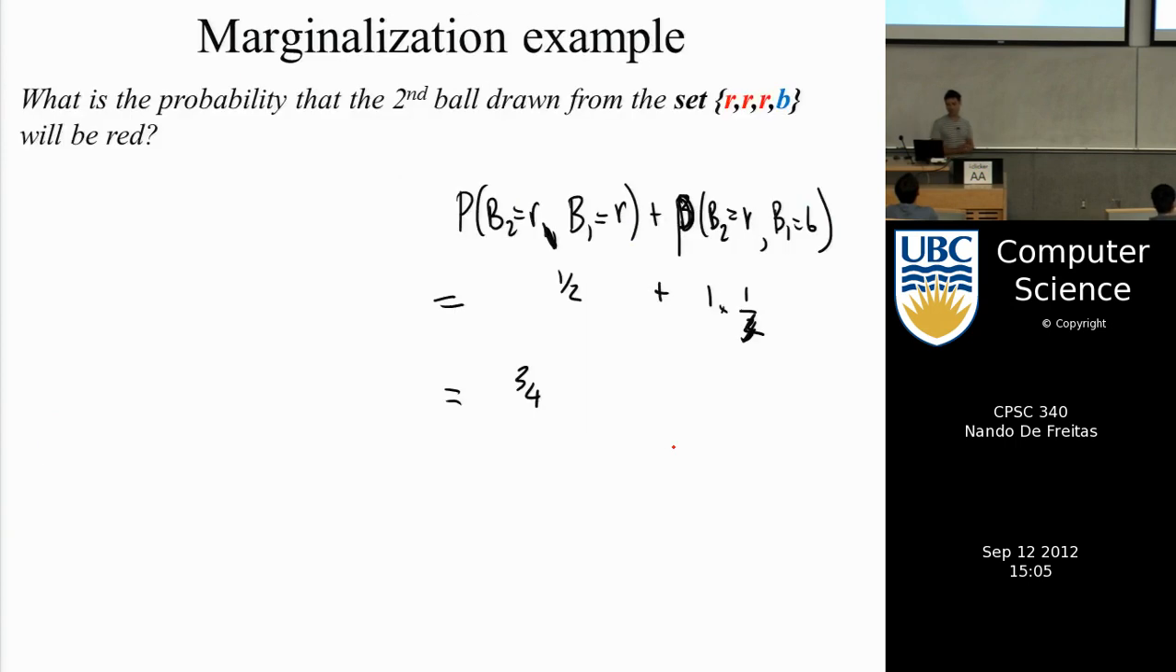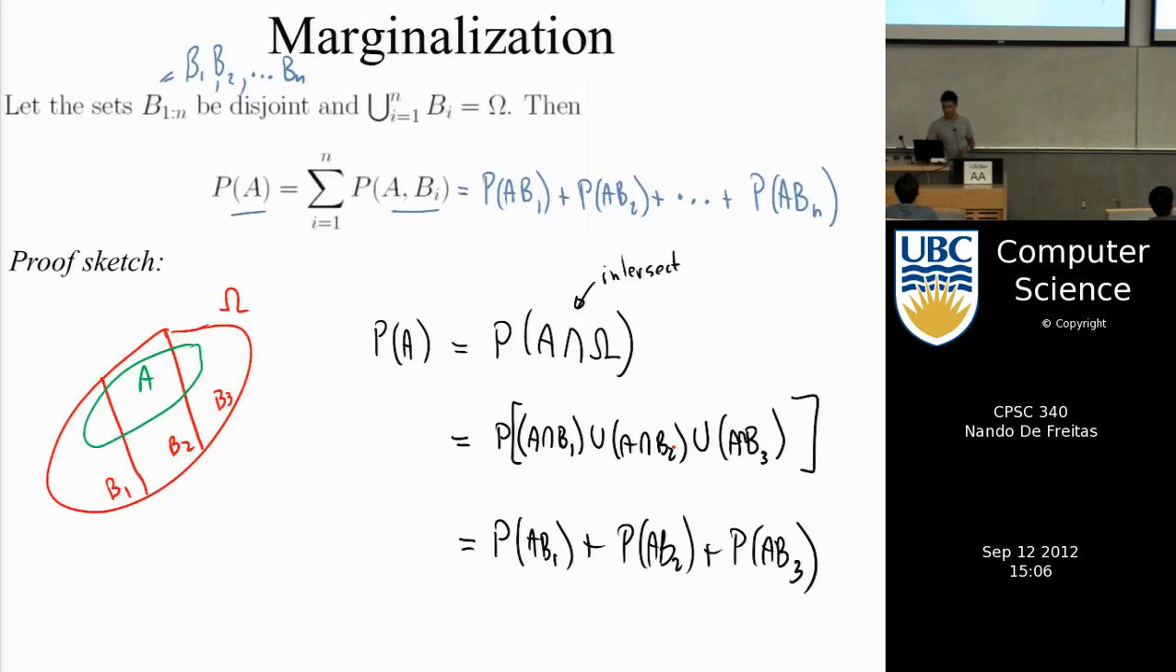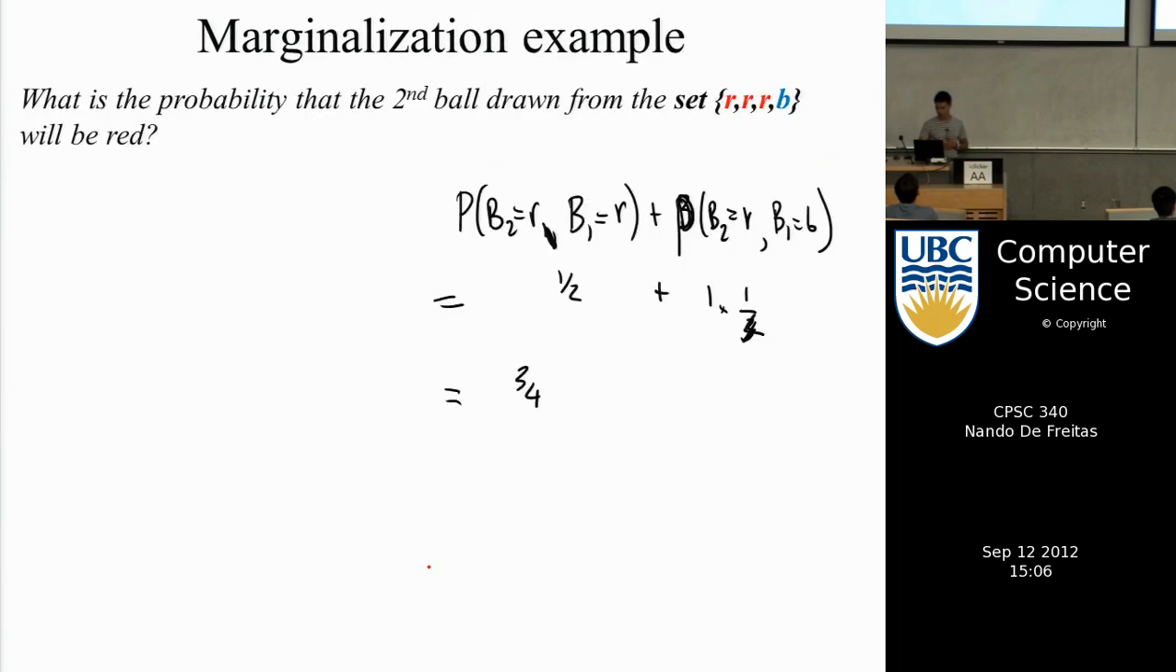We also then asked ourselves the following question. We learned this very important rule, the rule of marginalization, that the probability of A is equal to the probability of A and B1 plus the probability of A and B2 plus the probability of A and B3. Okay? In other words, let's do it actually in the case of the red ball.